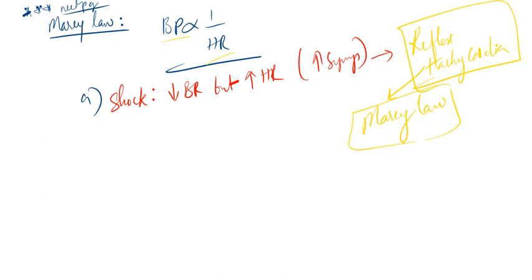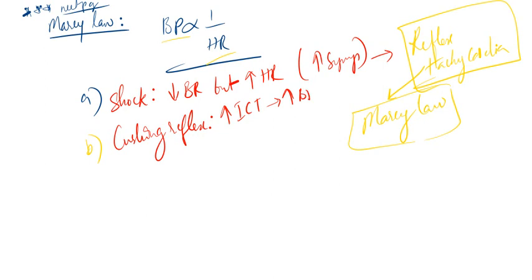Now the second thing you see regarding Marey's law is Cushing's reflex. Cushing's reflex also follows Marey's law. How? If there is any head injury, it leads to an increase in intracranial tension. This might cause an increase in blood pressure, but the heart rate gets decreased. So in head injury, there will be an increase in intracranial tension, which leads to an increase in blood pressure, but the heart rate will decrease.